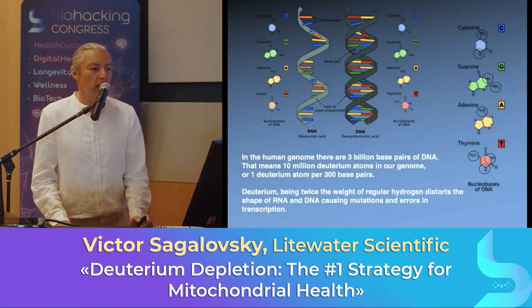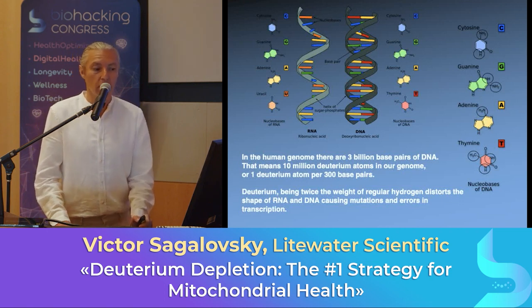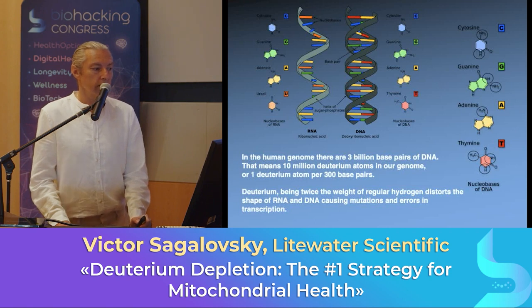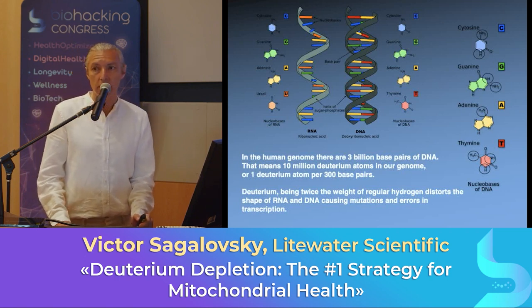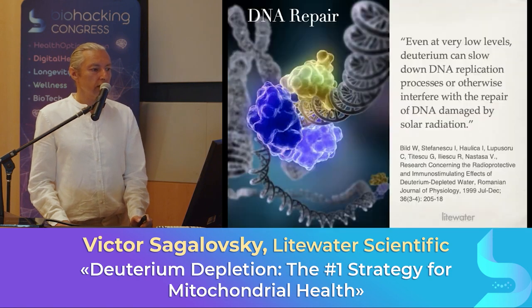But you can see DNA, made up primarily of hydrogen in different configurations, would really suffer if those hydrogen atoms are replaced by deuterium, because it's twice the mass. So it would distort the shape of those DNA molecules. And if you have too much deuterium, it distorts the shape enough that you have errors in transcription and replication, which causes mutations, which causes us to age, and so forth. And you can see that even at very low levels, deuterium can slow down DNA replication processes or otherwise interfere with the repair of DNA damaged by solar radiation. This is one study that was done there. The studies are probably up in the hundreds now about deuterium over the last 60 years.